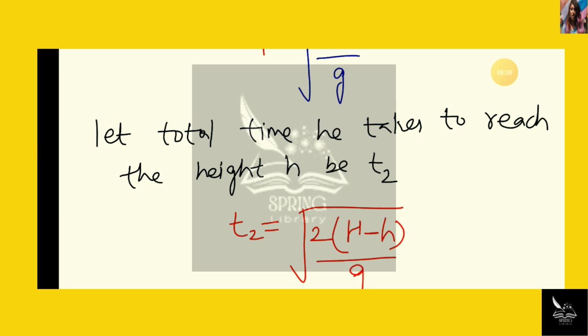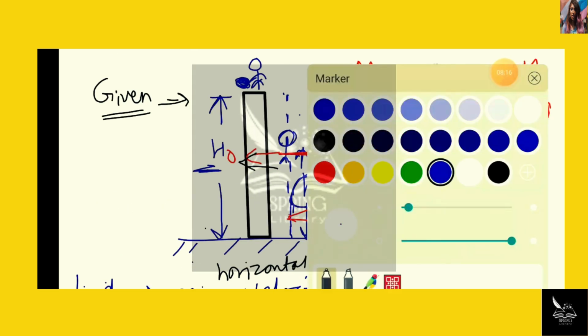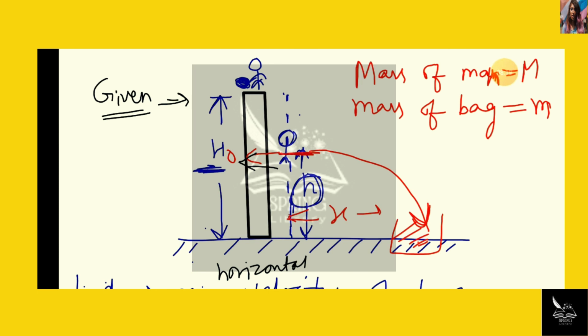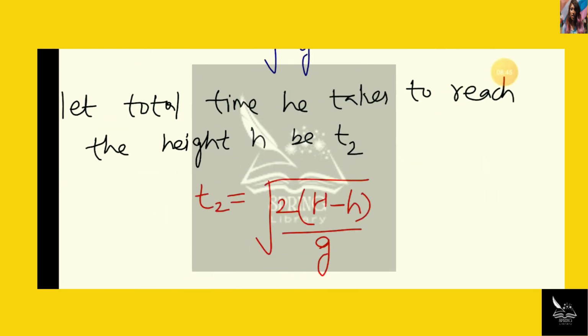So that means here first I find the time when it completes the total height, that is capital H, and then I find the time t2, which covers the distance from the roof line. I can say that this distance is H minus small h. So covering this distance, the time will be written as t2 equals square root of 2 times (capital H minus small h) over g.